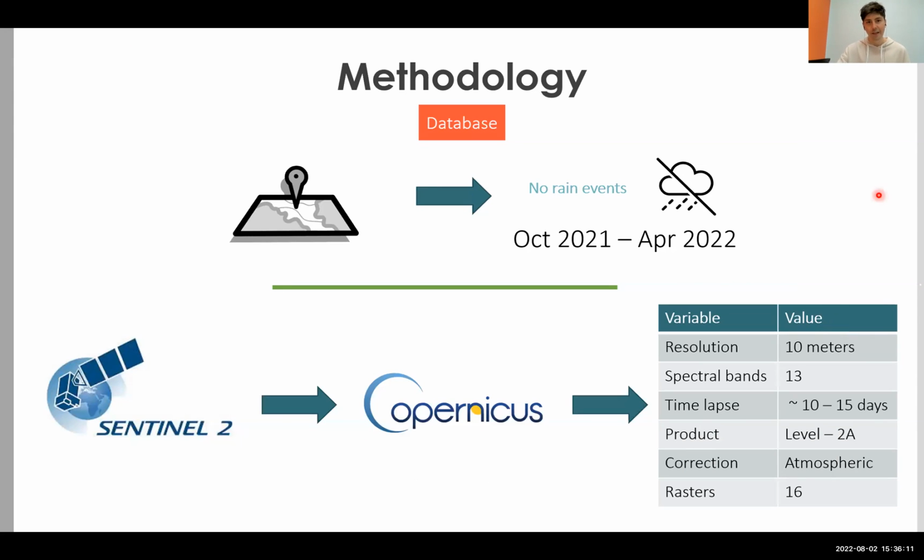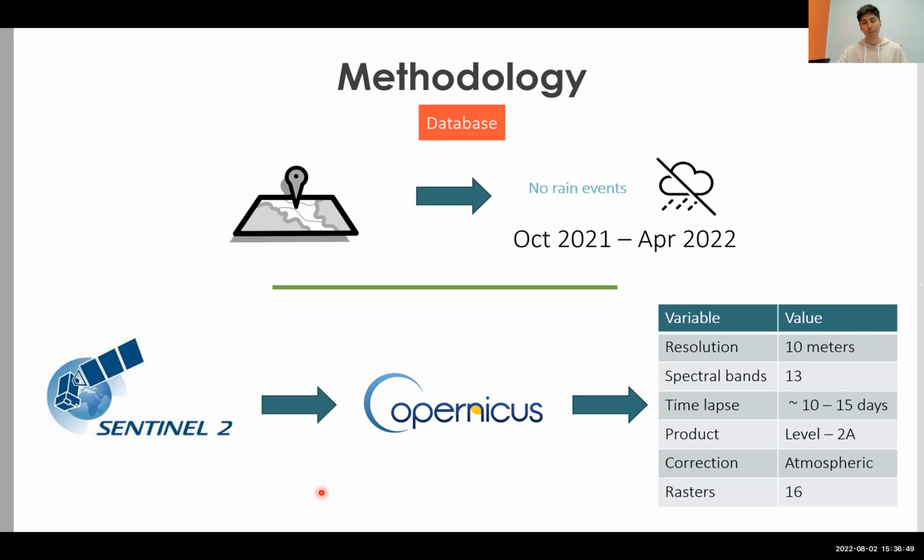So we went to the rain station, and we saw that from October 2021 to April 2022, there were no rain events. So that means, as I told you before, probably if one vegetation cover improved its health, it's because someone, by different means, has been irrigating that area.